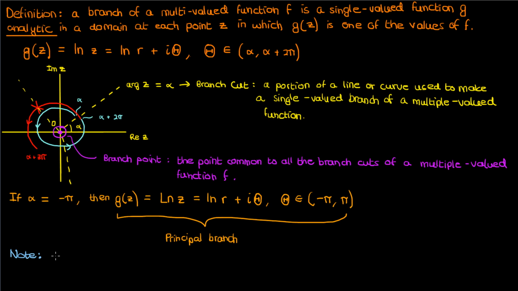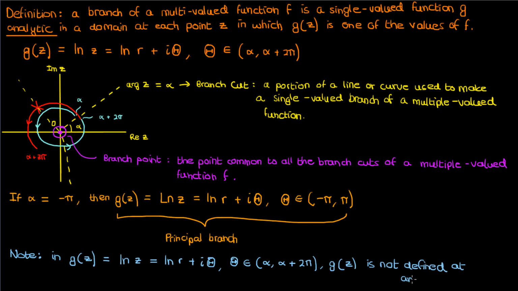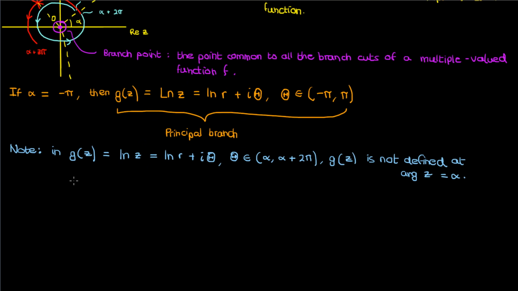Now there's a very important note in this branch cut business. The branch that we end up with after the branch cut is not defined on the branch cut. Values of z with an argument of alpha cannot be used in our natural log function. Notice how the theta lies between alpha and alpha plus 2 pi. The rounded brackets mean that the alpha and alpha plus 2 pi are not included in the interval. The function is simply not defined at arg z equals alpha. This becomes important when we're doing integrations involving the natural log, which I'll be doing in the next video.